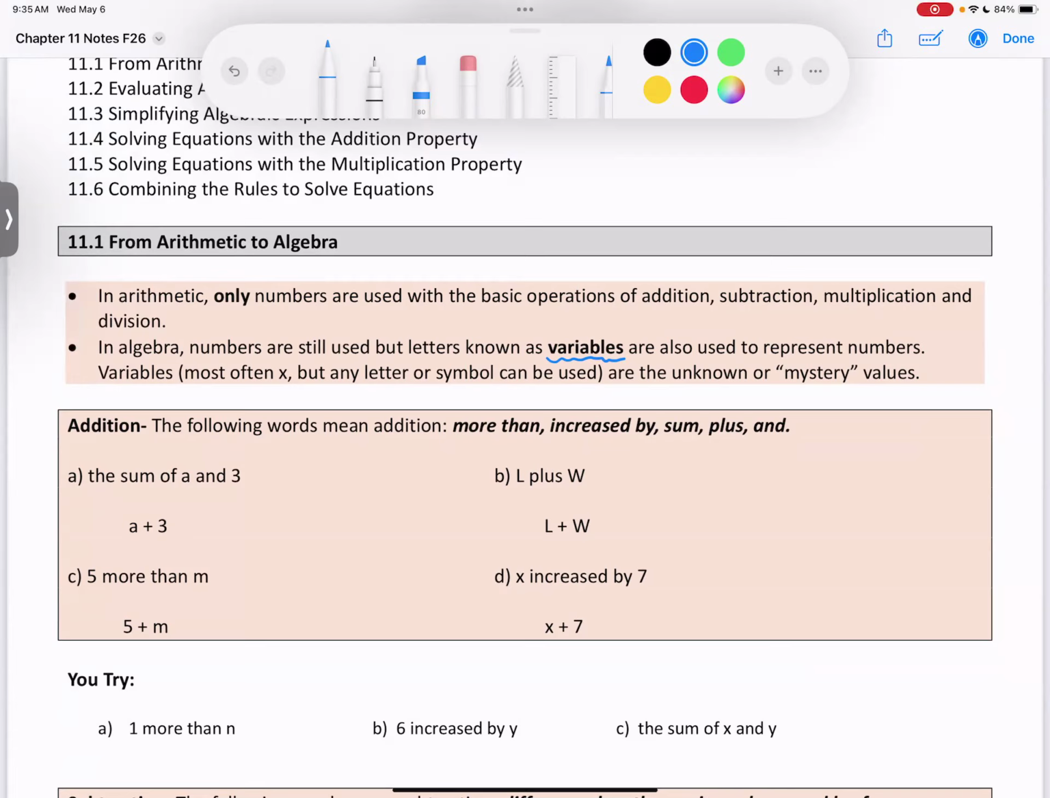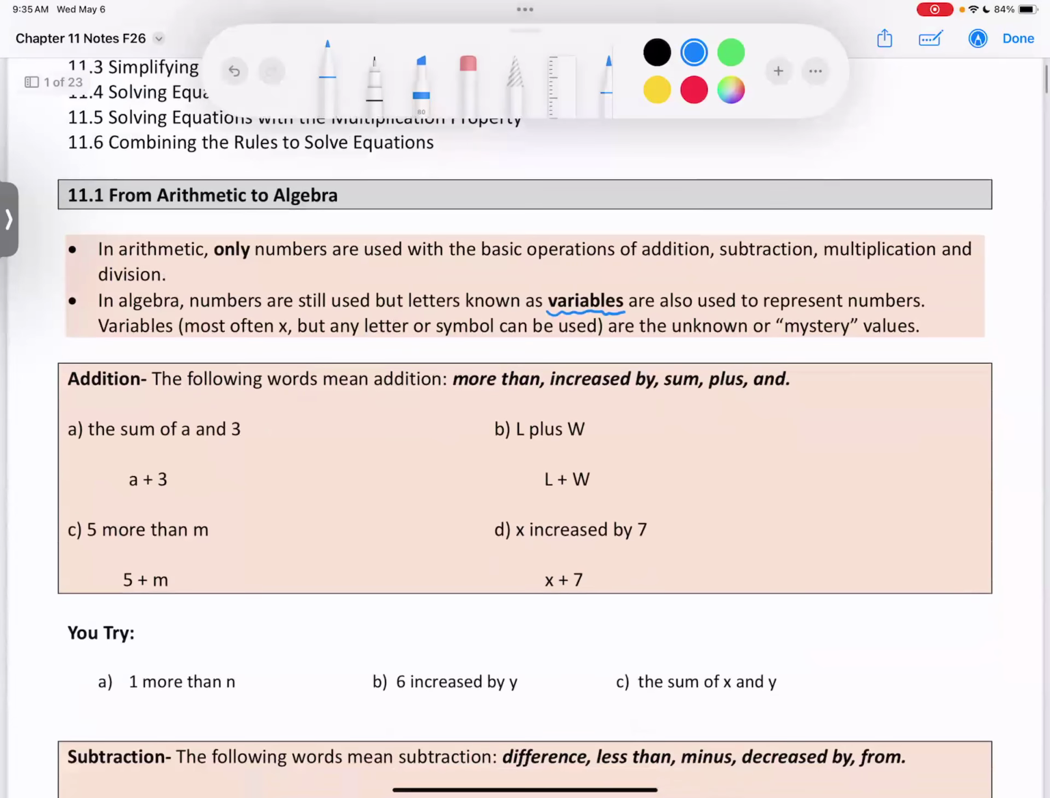So if we are going to add using algebra, we're going to have words like more than, increased by, sum, plus, and. So if we have the sum of a and 3, sum tells us we're adding, so that would be a plus 3. That's how we'd write that in math. L plus W, we would write as L plus W. 5 more than M, we would write 5 plus M, or you could write M plus 5. Remember, addition is commutative, so both mean the same thing. And X increased by 7 would be X plus 7.